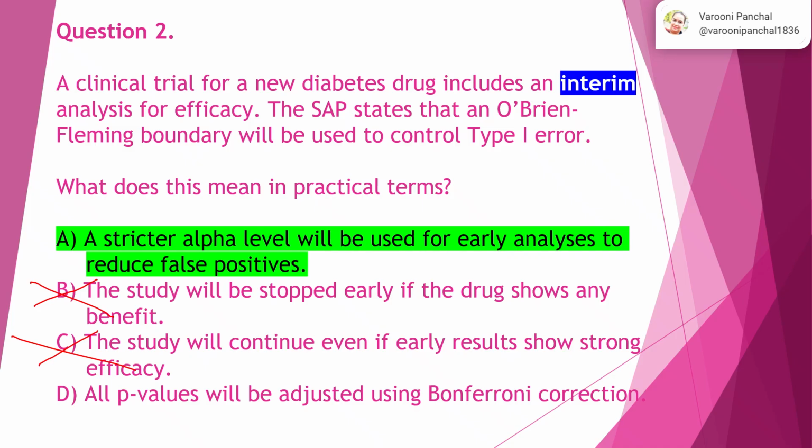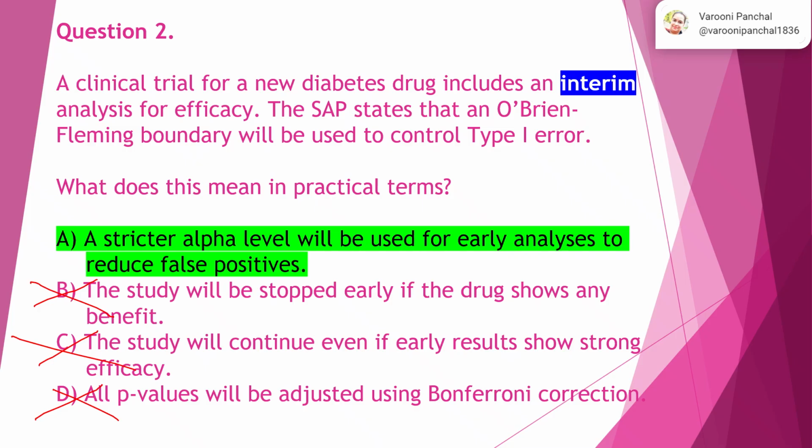Now, all p-values will be adjusted using Bonferroni correction. No, this is not the right answer. All p-values related to any parameters, like primary, secondary, exploratory endpoints, you cannot adjust everything, because the statistical test will be different, right? So you cannot adjust like this. The assumptions cannot be the same for all the hypotheses.